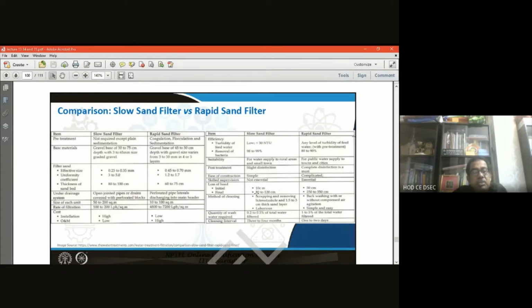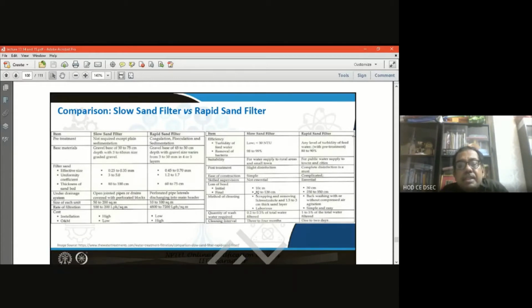Cost, if you see the installation cost in case of slow sand filter is high because it requires much more land area. Installation cost in case of rapid sand filter is just opposite, it is low. But if you see the operational maintenance cost, then it is low in the slow sand filter but high in the rapid sand filter.